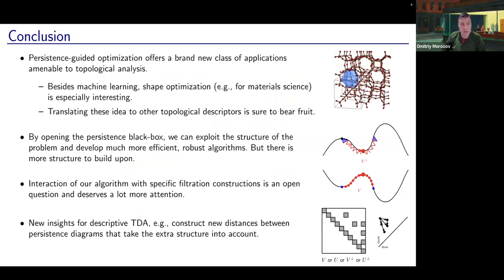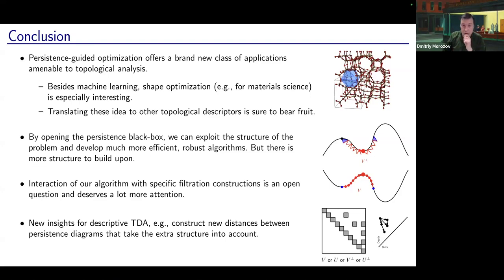I want to conclude by summarizing. I think persistence guided optimization offers a brand new class of applications. It's very exciting. There are new ways to use topological data analysis, what I call operational topological data analysis. Besides machine learning, I think this will be very interesting in shape optimization, for example, to try to modify materials to promote certain kinds of pores and cavities. By opening the persistence black box, you can identify these critical sets and develop much faster, more robust, efficient algorithms.